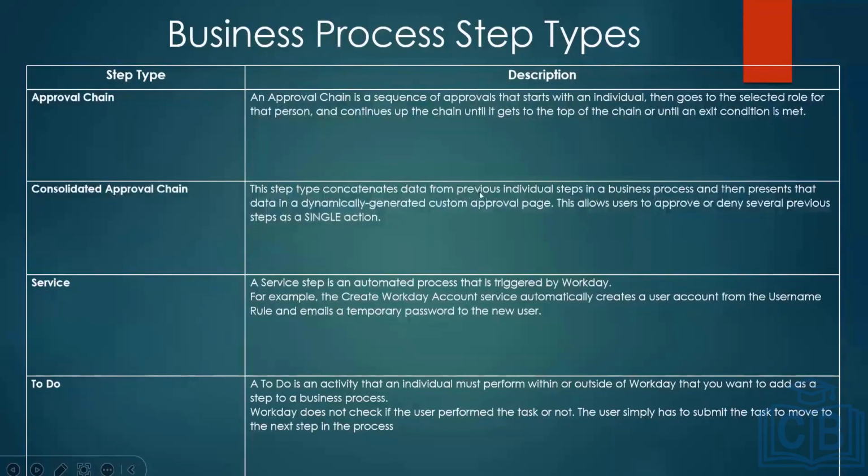This step type concatenates data from previous individual steps in a business process and then presents that data in a dynamically generated custom approval page. This allows users to approve or deny several previous steps as a single action.